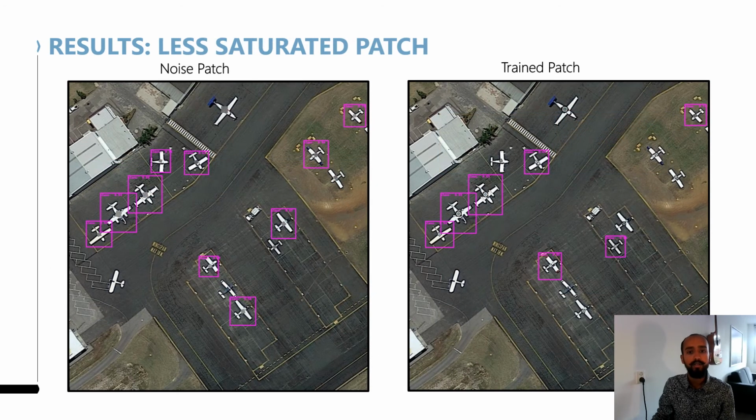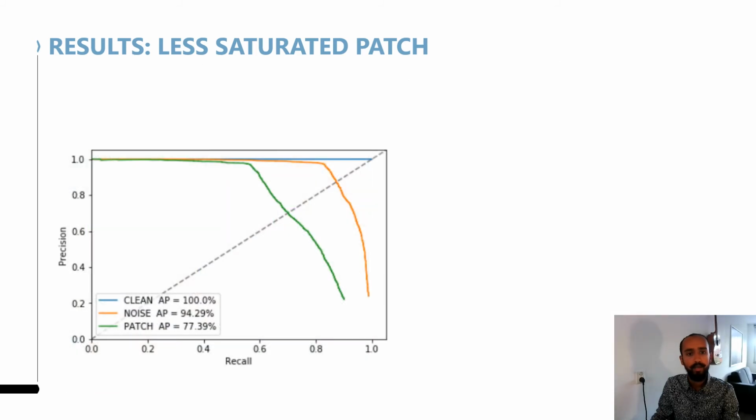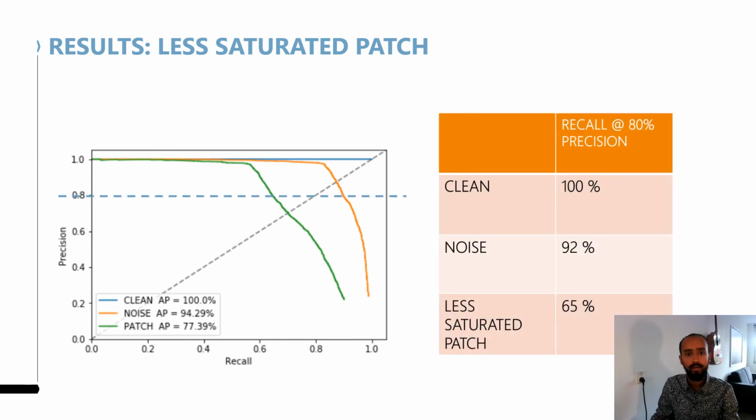At last, this is an illustration of the less saturated patch. In this example, the less saturated patch is able to hide some airplanes compared to the noise patch. If we look at the precision recall curve, we see that it achieves a decrease of 23% average precision compared to the noise patch. For the realistic precision value of 80%, we can see that 92% of the airplanes are detected with the noise patch, which is the baseline that we use, and 65% of the airplanes are detected with the less saturated patch. The less saturated patch performs much less well compared to the colorful small patch, so this suggests that the use of colors plays an important role in fooling an object detection model.